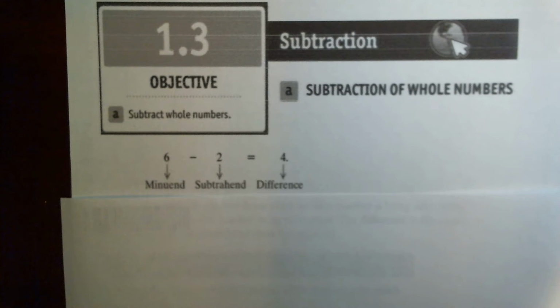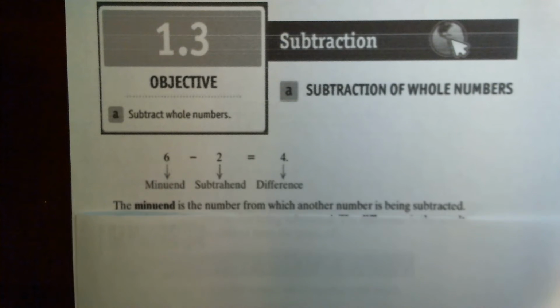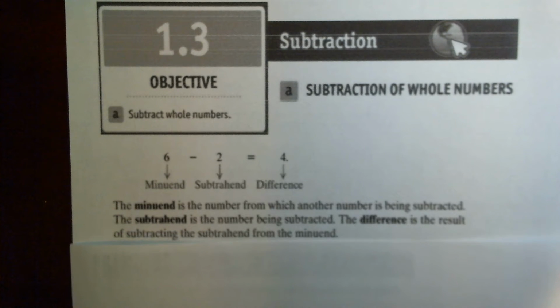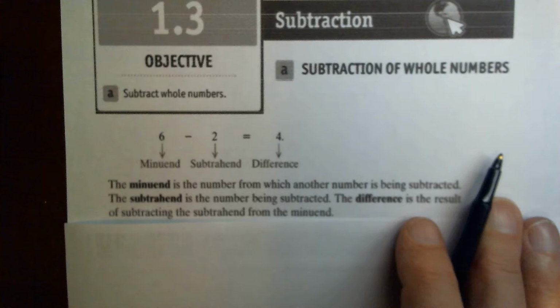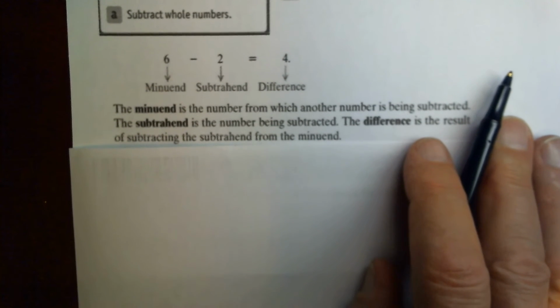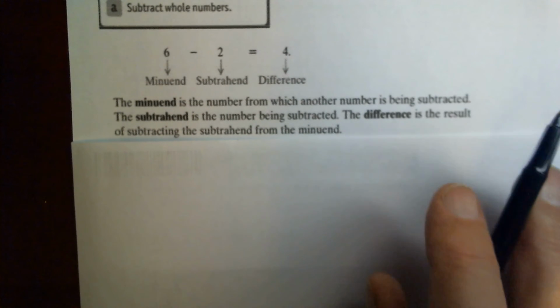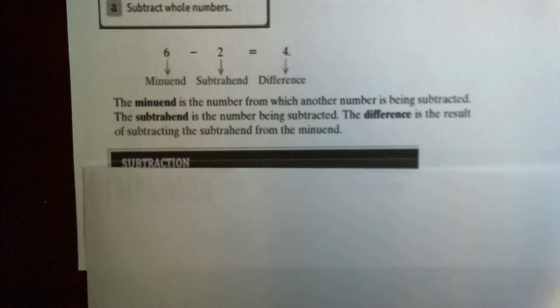So here we learn a few new words. In other words, the minuend is a number from which another number is being subtracted. The subtrahend is the number that is being subtracted, and the difference is the result of subtracting the subtrahend from the minuend. Again, this is terminology or math vocabulary, so be sure to remember these words and their meaning.